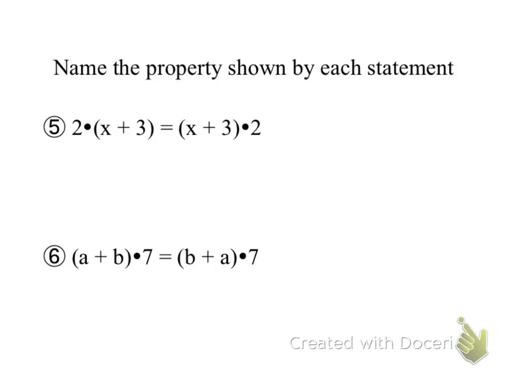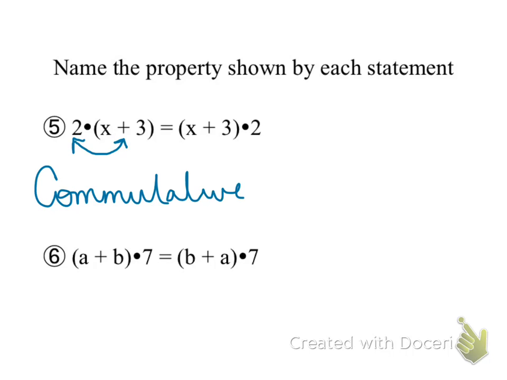Now looking inside the parentheses, x plus 3 is grouped together on both sides, which eliminates the associative property because it's still grouped with the same two addends, and they haven't changed order inside the parentheses. But what has changed order is the factors. One factor is 2, and one factor is the quantity x plus 3. These two things have commuted around a multiplication sign, therefore it is commutative of multiplication.